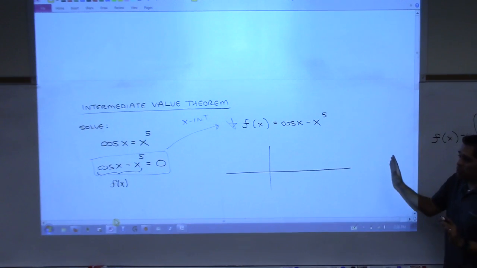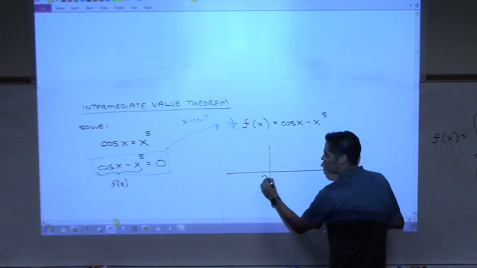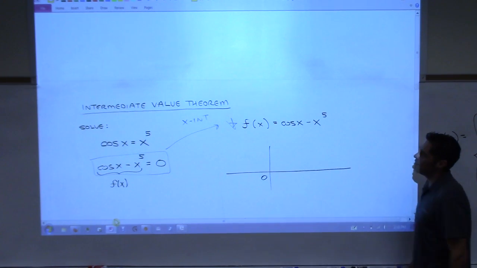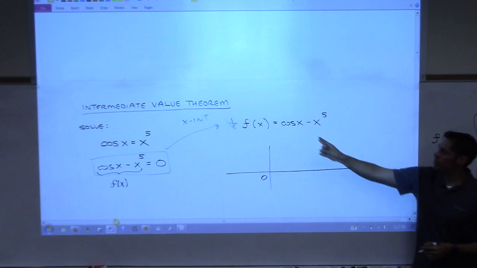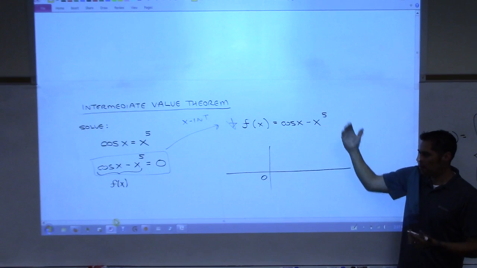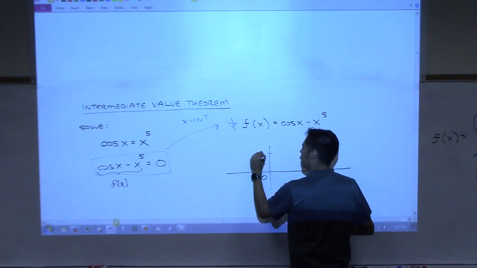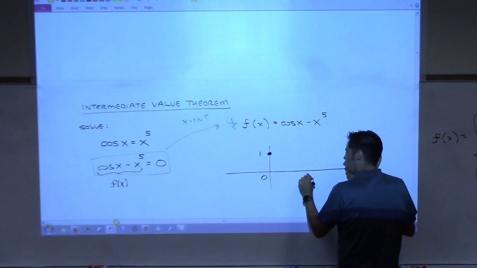That graph, I'm not going to even try and graph it, but I'm going to just take a wild guess right now. I'm going to plug 0 in. Everybody, plug 0 into that and tell me what you get. You get 1. Cosine of 0 is 1 minus 0 to the 5th power. You get 1.